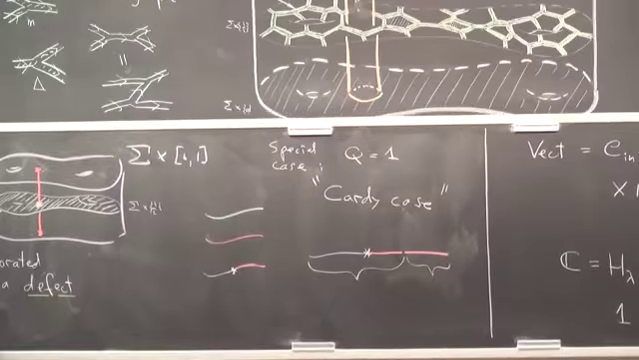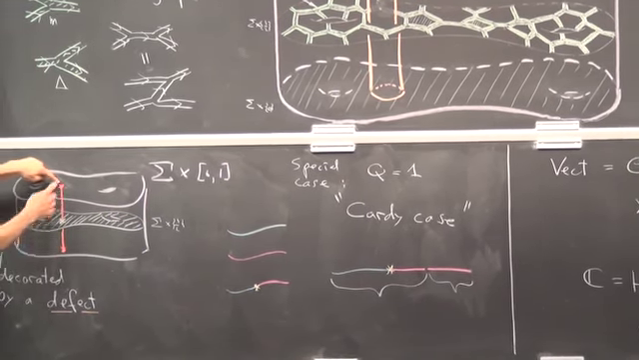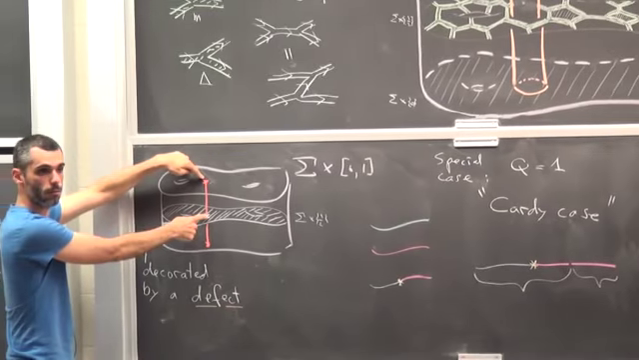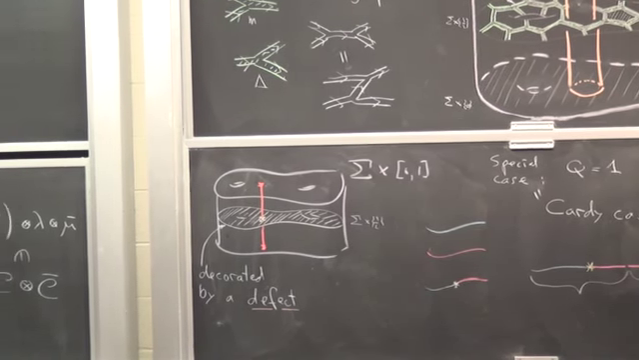The value of the full CFT on a point is going to be the value of this functor on the interval [0, 1] with its defect point in the middle. Yeah, that's it. Any questions?